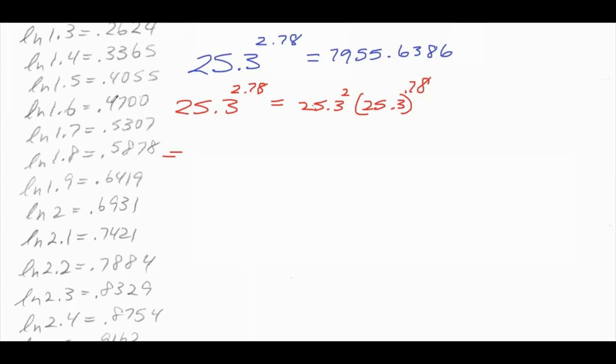So I'm going to go ahead and do the squaring of the 25.3. So I got, and like I said, I didn't do this by hand, but I could if I needed to. So that's this. And then we still have the 25.3 to the 0.78. Okay, now we're going to use some more log properties, natural log properties.